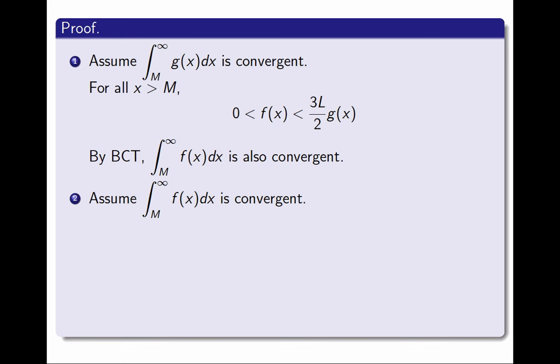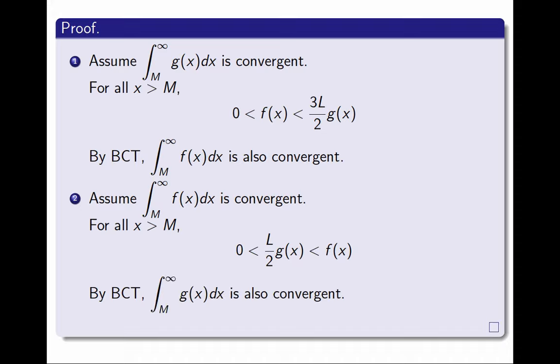Reciprocally, I assume that the integral of f, starting at m, is convergent. I use the other inequality. For every x greater than or equal to m, f of x is greater than g of x times a constant. And then again, by the basic comparison test, since the bigger integral is convergent, so is the smaller. And that completes the proof. We are done.